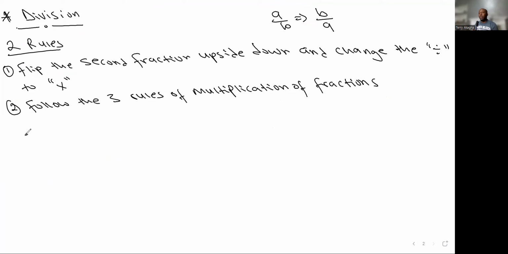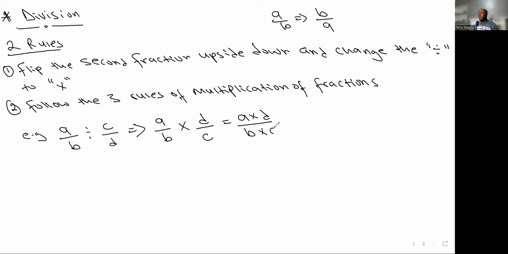So for example, let's say we have A over B divided by C over D. The first thing to do is to flip the second one. So it's going to be A over B, and we flip that to become D over C. Now the division sign becomes a multiplication sign. Are you seeing it? Then we follow the 3 rules. It's going to become A times D divided by B times C, and that will give us AD over BC.